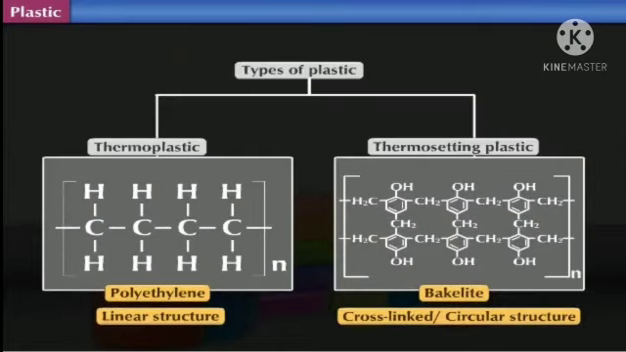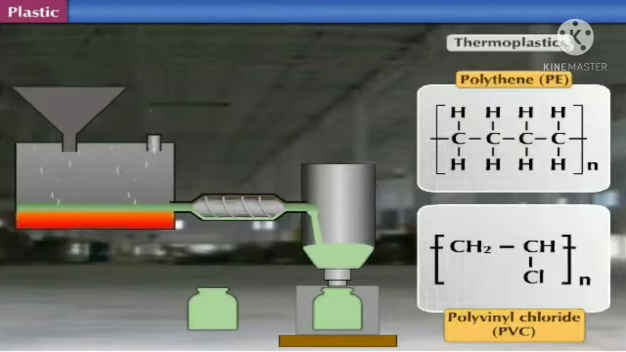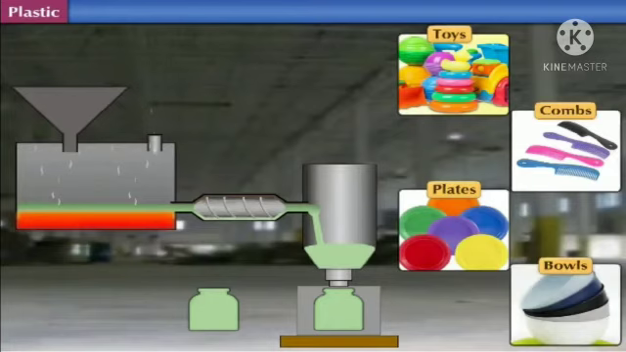Plastics are of two types: thermoplastics and thermosetting plastics. Thermoplastics. The plastic that can be molded as per our wish is known as thermoplastics. Examples of thermoplastics are polythene, that is PE, and polyvinyl chloride, that is PVC. And the examples are toys, combs, plates, bowls, etc.